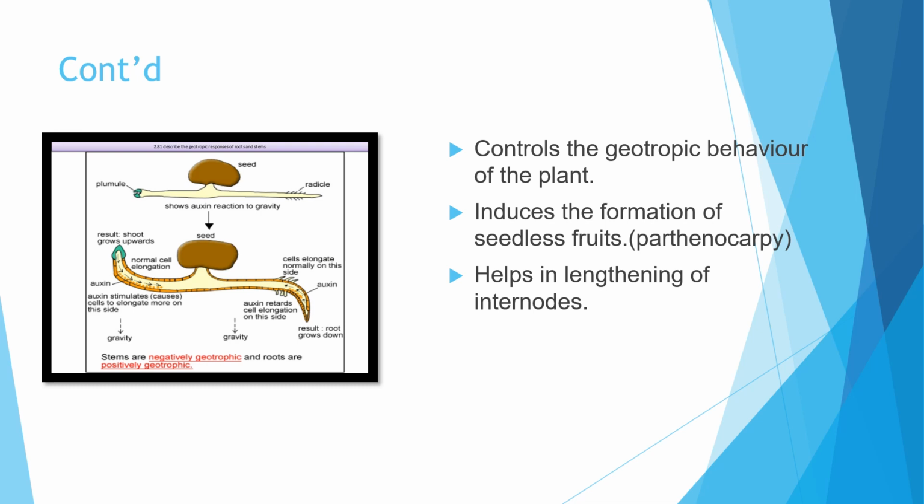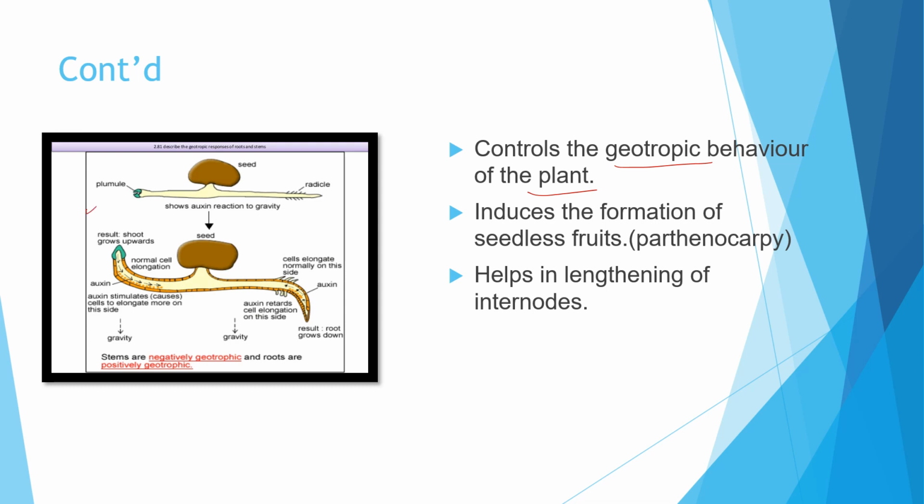Now this auxin has a role in the geotropic behavior of the plant also. So how is the geotropic behavior? Geotropism you will also be studying when we study movement. So what is high auxin concentration doing? The geotropic behavior of the plant is also affected by that. Just see this diagram here.